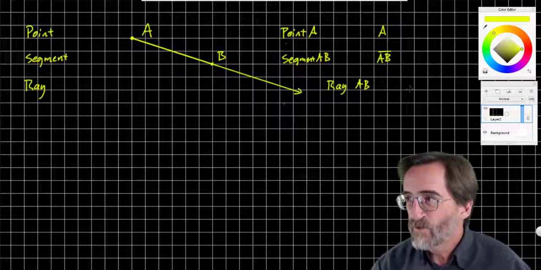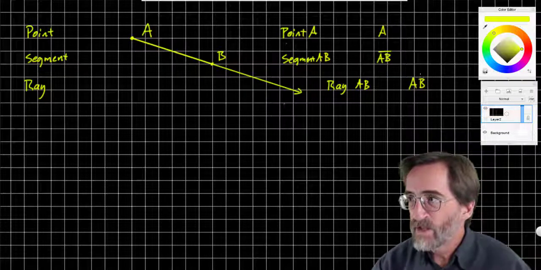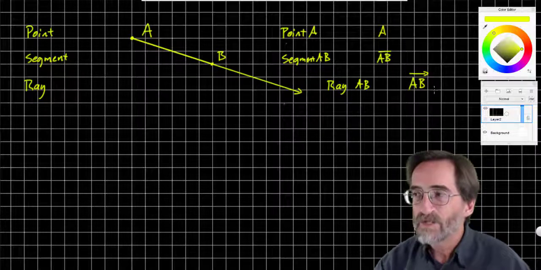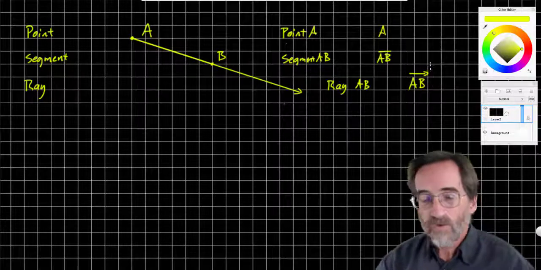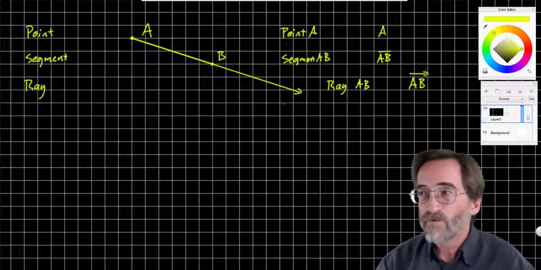Now the symbol for ray AB is a capital A and a capital B with a line segment drawn above it, but an arrow over the B. Notice it's very important which letter the arrow is over. Okay?